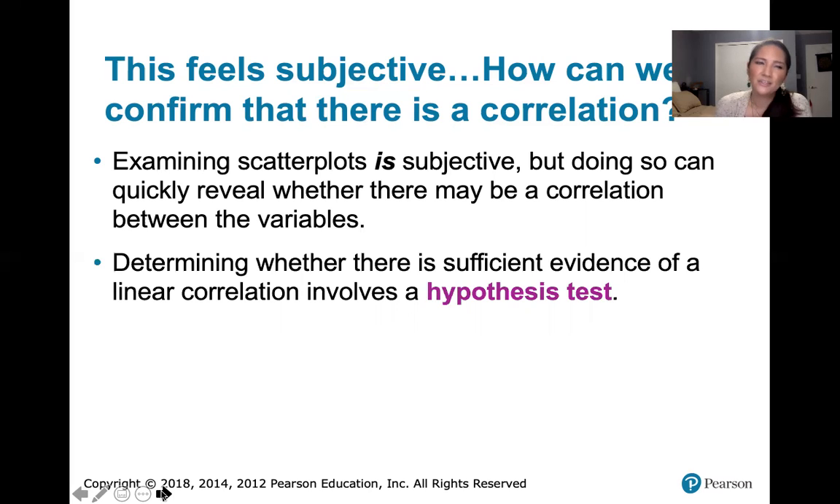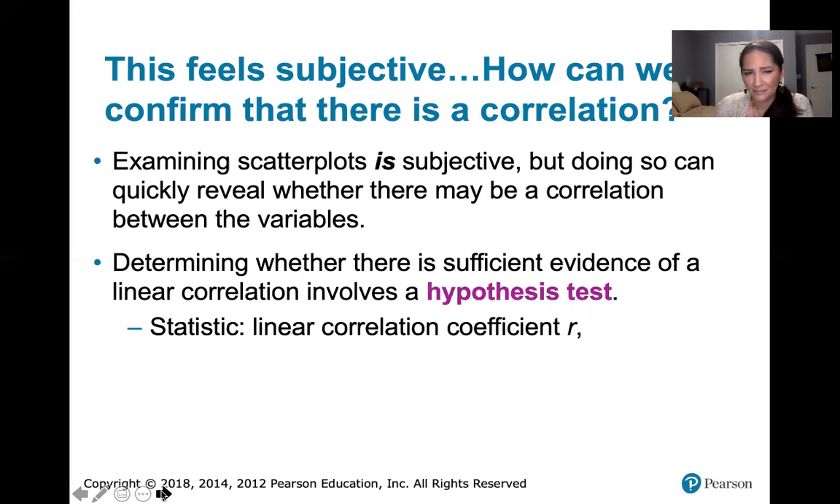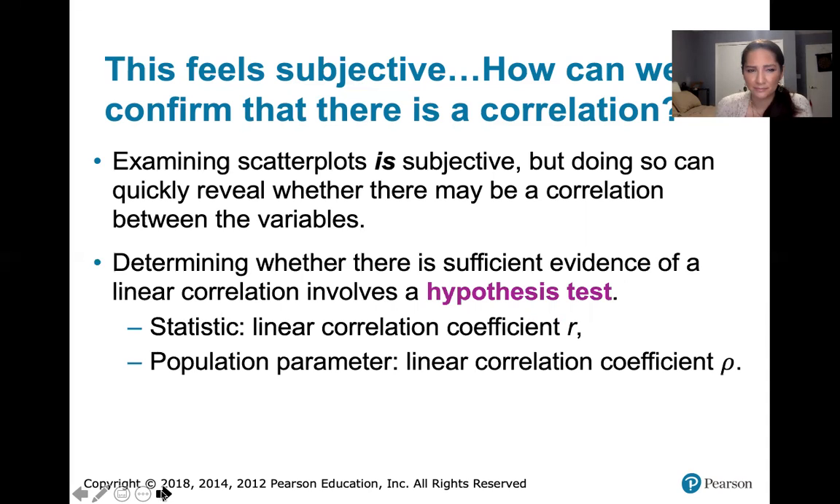Now, if we want to make it less subjective, if we'd like to make this more concrete, we can determine if there is sufficient evidence of a linear correlation using a hypothesis test. In this case, whenever we're using the hypothesis test, our sample statistic is this linear correlation coefficient R. And the population parameter that we're trying to estimate is called the linear correlation coefficient rho. It looks like a P, but it's actually a lowercase rho from the Greek alphabet.